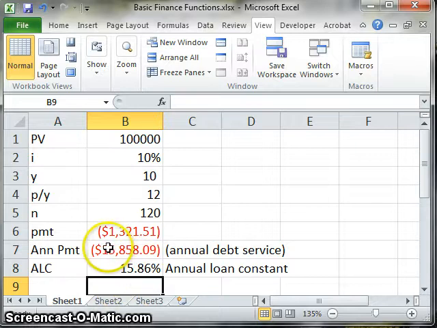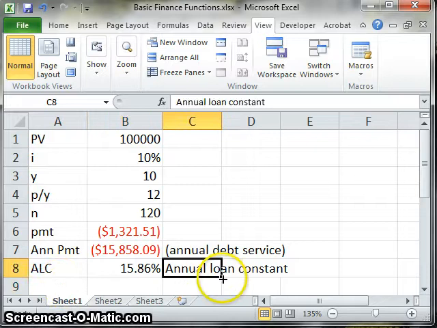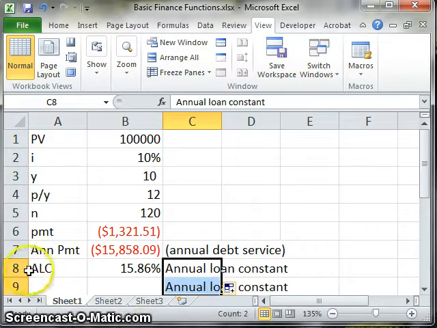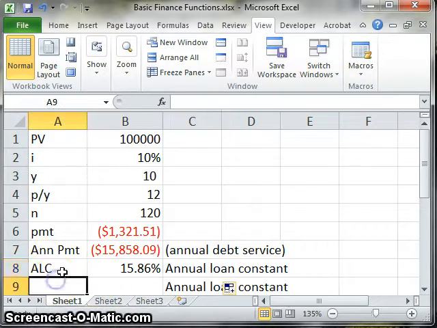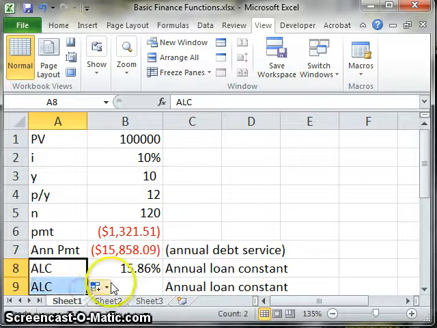I simply took my annual payment and divided it by my present value. If I wanted to get an annual loan constant for a 10% loan over 10 years without having this present value and calculating the payments, I would just do it for $1. I'll copy this down here by grabbing the corner and pulling it down, and we'll do it that simple way with $1.